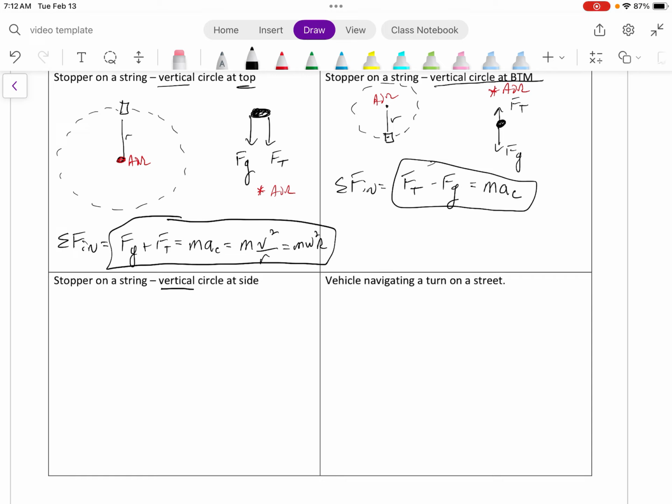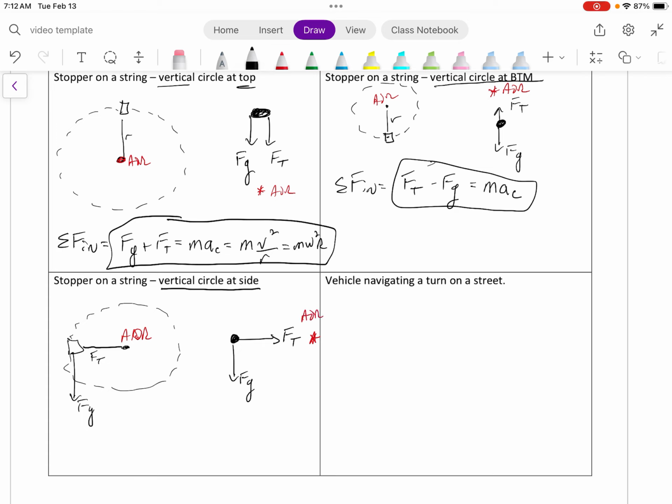Stopper on the string, vertical circle at the side. It is a vertical circle. So Earth is downward. Here is the center. This is an axis of rotation. There is a string. So you can imagine force of gravity pulling this way, force of tension pulling to the right. So here is the free body diagram, force of tension to the right, force of gravity downward. This is the location of that axis of rotation.